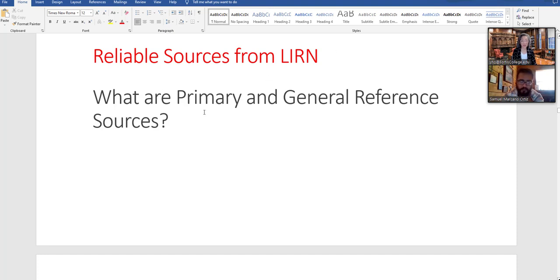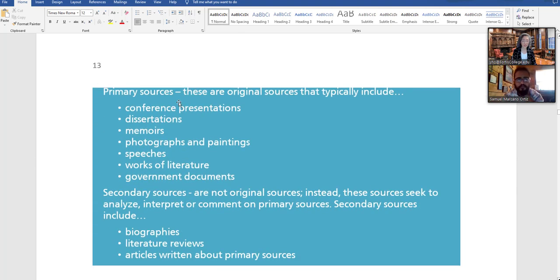So what are the primary and general reference resources? When you have primary sources, these are the original sources, such as if you're the first witness, like Lincoln, he witnessed the Civil War. So when Lincoln talks about the Civil War, he's talking about it from a first-person point. He saw it, he experienced it. That's called a primary source, when that person actually experienced it and writes about it. That occurs in conference presentations, dissertations, memoirs, photographs and paintings, speeches, works of literature, and government documents. Those are all primary sources, and these are all reliable sources.